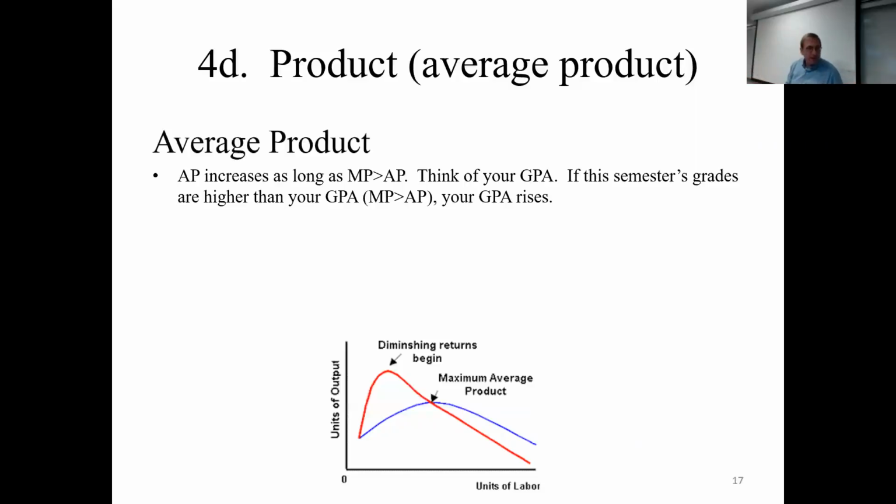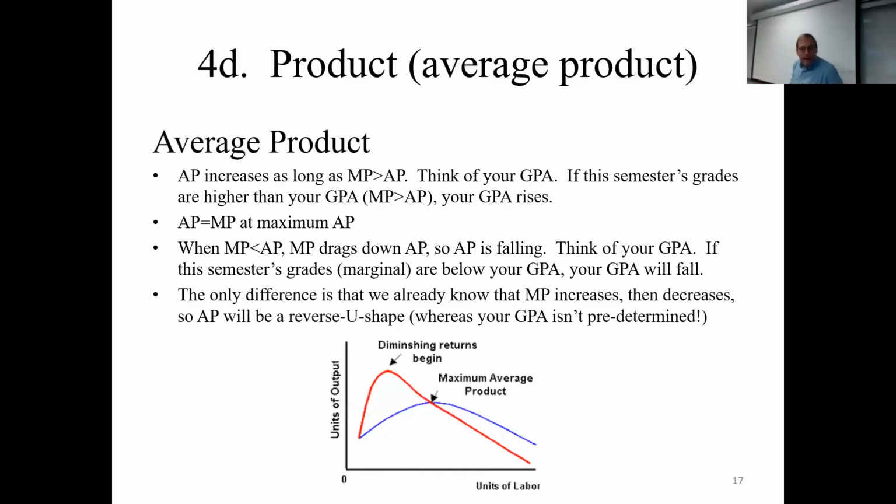The only difference here, which is an important one, is that we know what the marginal product curve looks like for a company. It starts going up as workers get more efficient, and eventually it falls. It's kind of predetermined in a sense, just because of the nature of production. Your grades are not. That's the only difference. So you work harder one semester, you can bring your GPA up. You work less one semester because you've got other work obligations, your GPA falls. So there's nothing predetermined.